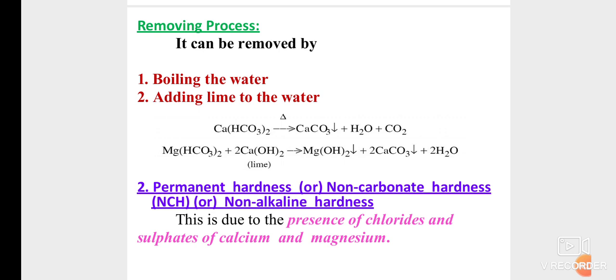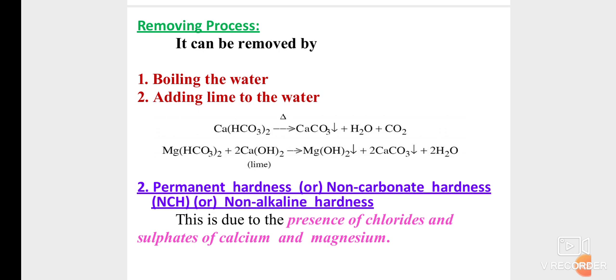Now we are going to the next type of hardness, permanent hardness. Another name for permanent hardness is non-carbonate hardness, because of the absence of carbonate salt. Another name is non-alkaline hardness. This is due to the presence of chlorides and sulfates of calcium and magnesium. So permanent hardness is mainly due to the chlorides and sulfates of calcium and magnesium.